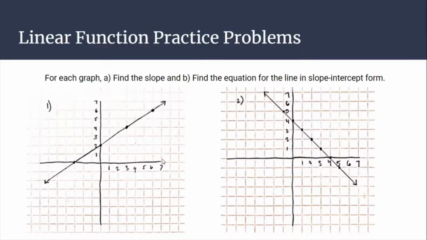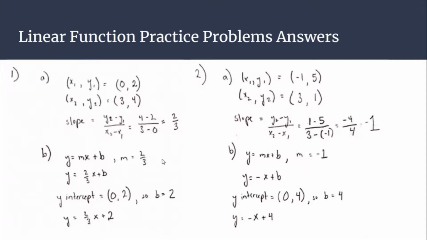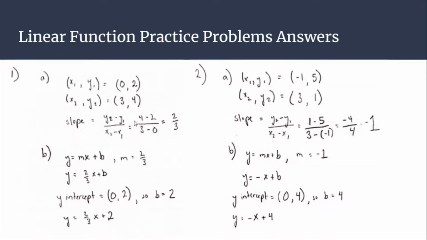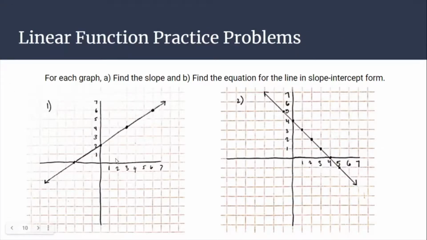Now let's go over the answers to these practice problems. For number 1a, we're just trying to find the slope. In order to find the slope of a linear function, we need to find two different coordinates that lie on the linear function line. For our first coordinate, x1, y1, let's use the coordinate pair 0, 2. When we look at our graph, 0, 2 lies on our linear function graph. For our second coordinate, x2, y2, we'll use the coordinate pair 3, 4. When we look at our graph, we can see that 3, 4 lies exactly on our linear function line.